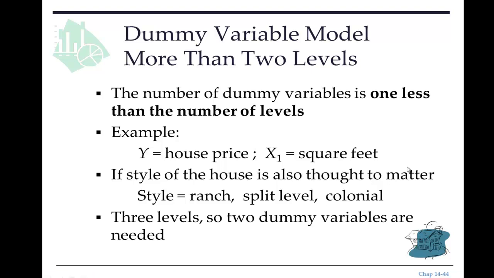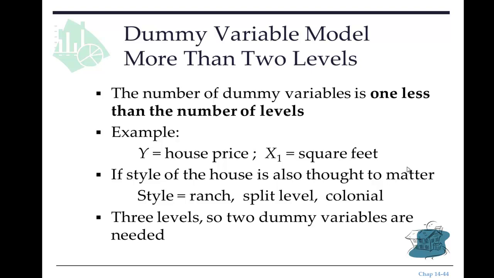I would like to spend some time to explain dummy variables. As we can see from the early example, if we have one categorical variable with only two levels, then we can use 0 to represent one level and 1 to represent another level, which is pretty easy to follow. Here, if we have a categorical variable with more than two levels, then we need to use more than one dummy variable. Specifically, the number of dummy variables is one less than the number of levels.